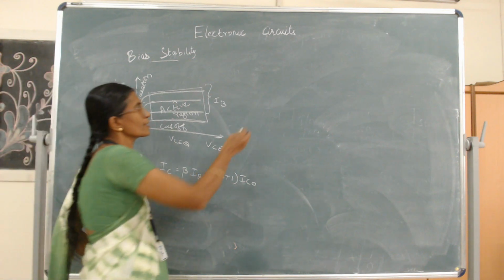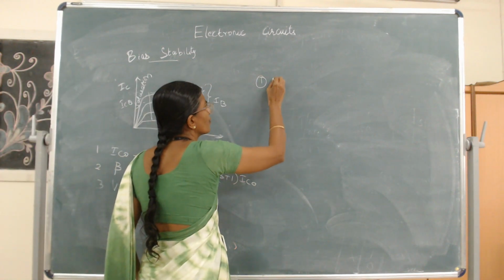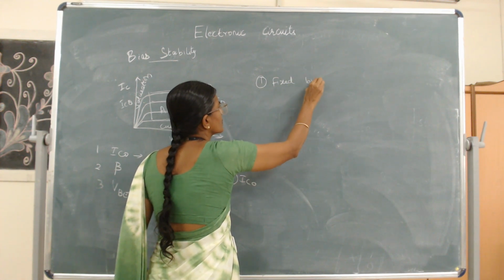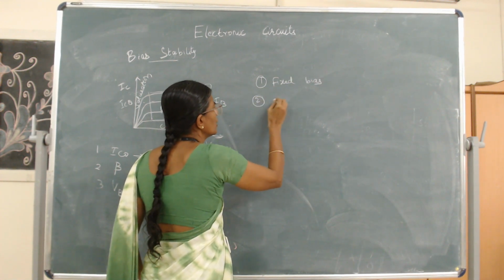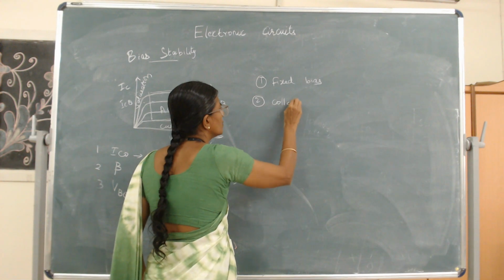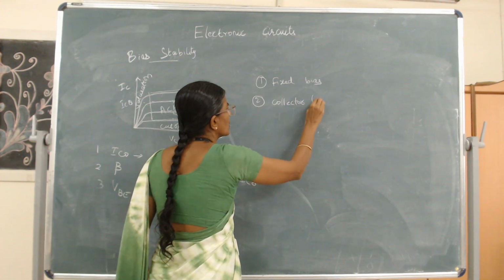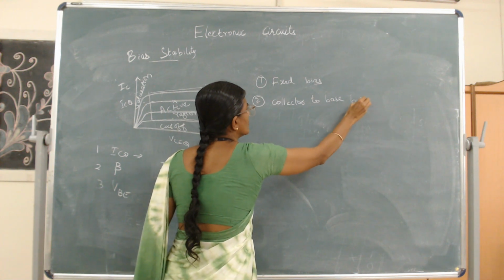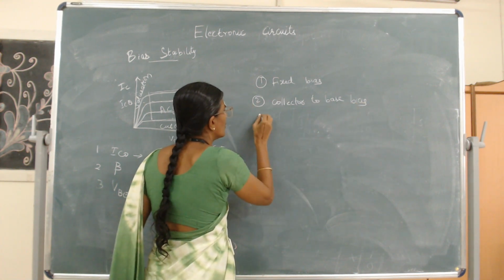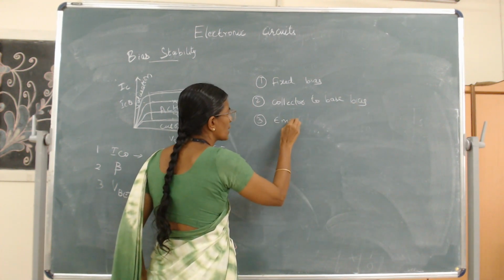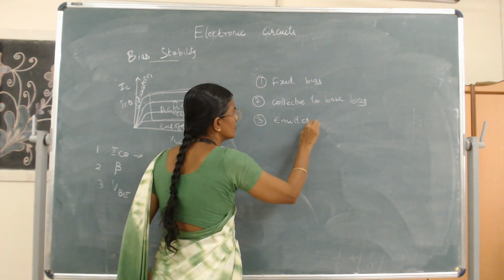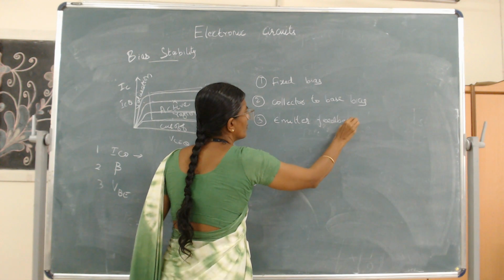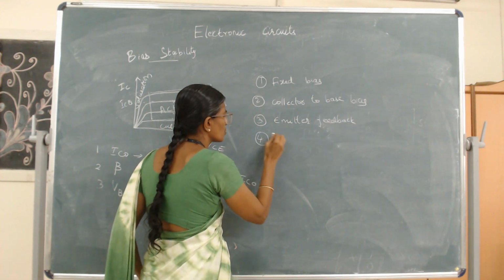The first biasing circuit we will be discussing is fixed bias. The second one is collector to base bias. The third is emitter feedback bias. And the fourth one is voltage divider bias.